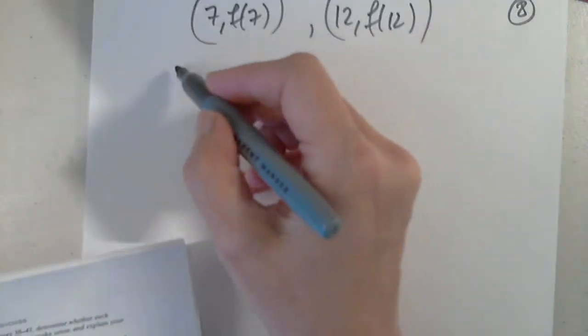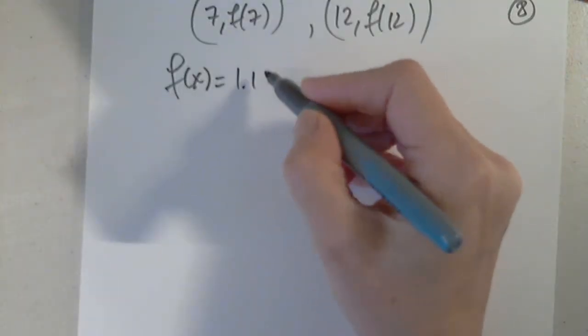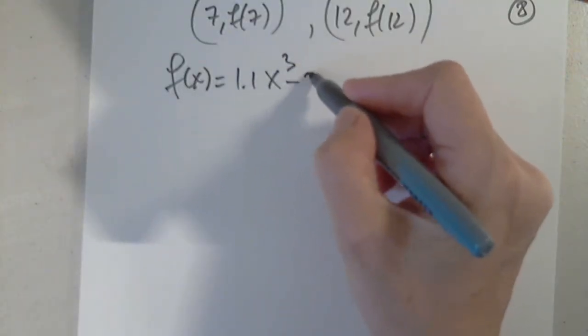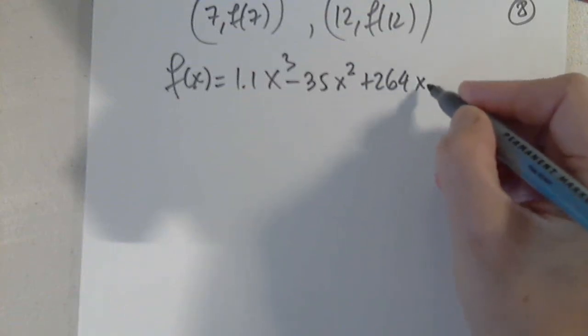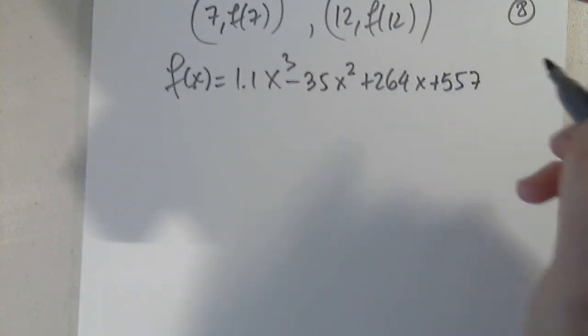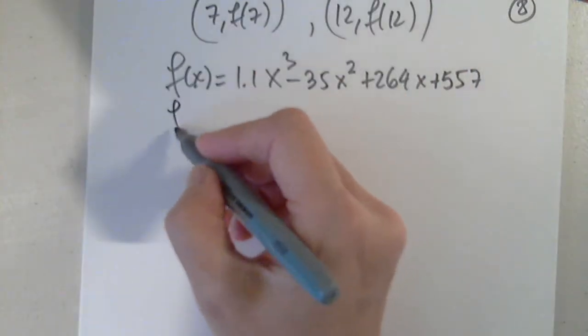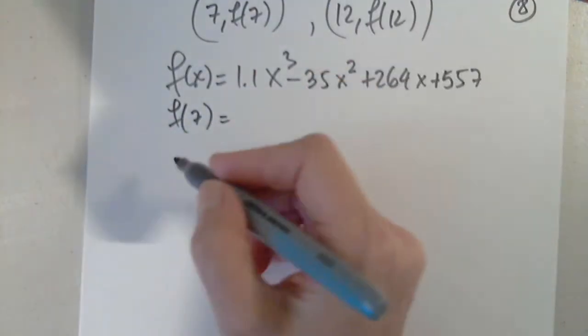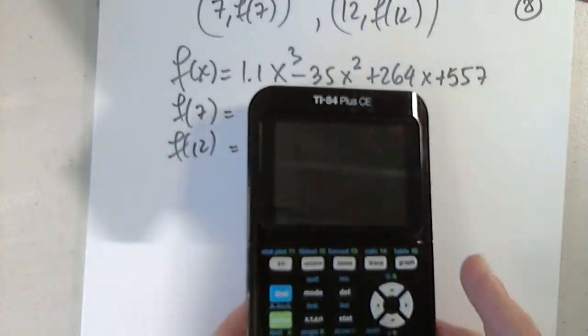Good. So now let's copy f. So f of x is given to us, of course. I see 1.1 x cubed minus 35x squared plus 264x plus 557. And I know I have to determine f of 7, and I have to determine f of 12. And I'm going to grab the calculator. So let's do this together.